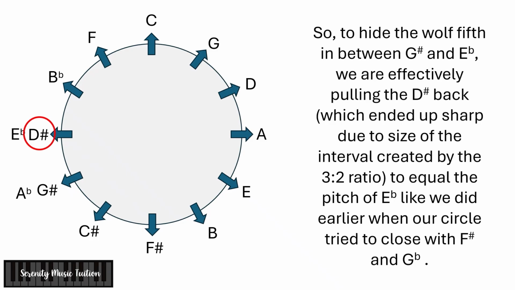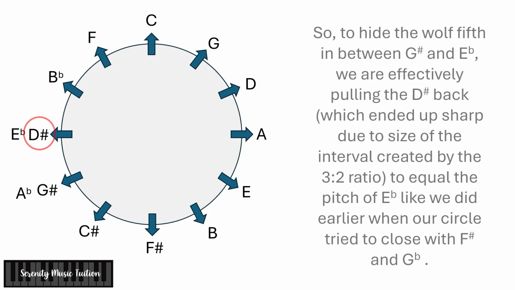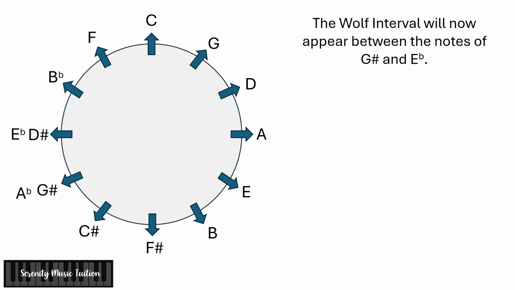So, to hide the wolf fifth in between G sharp and E flat, we are effectively pulling the D sharp back, which ended up sharp due to the size of the interval created by the 3:2 ratio, to equal the pitch of E flat, like we did earlier when our circle tried to close with F sharp and G flat. The wolf interval will now appear between the notes of G sharp and E flat.